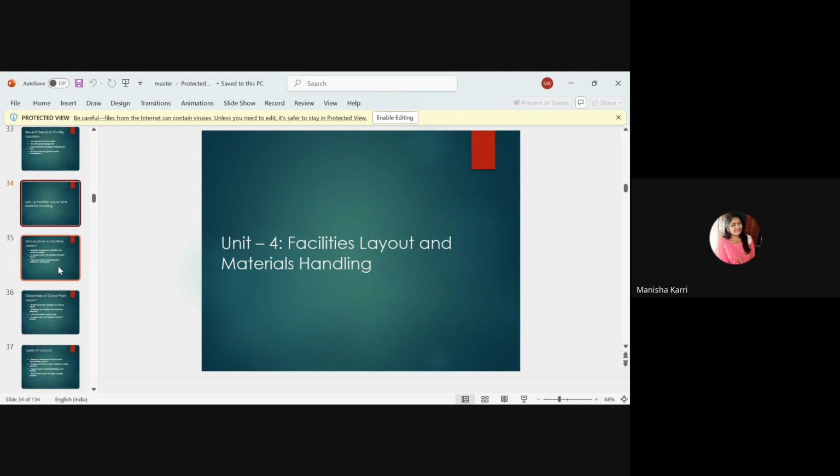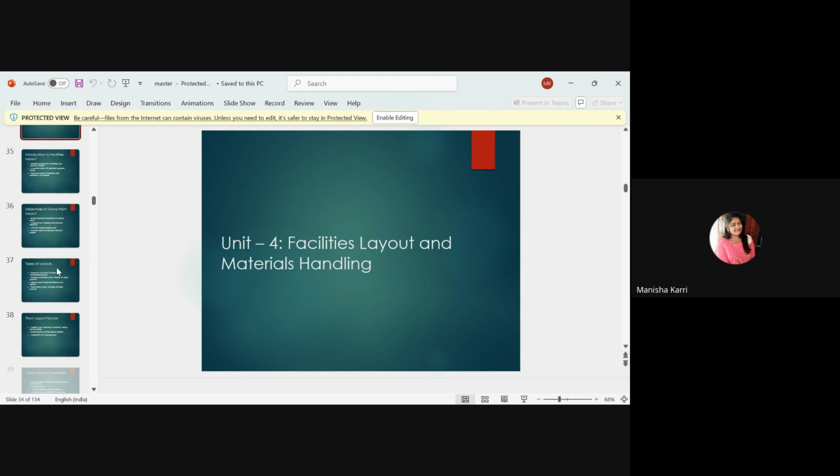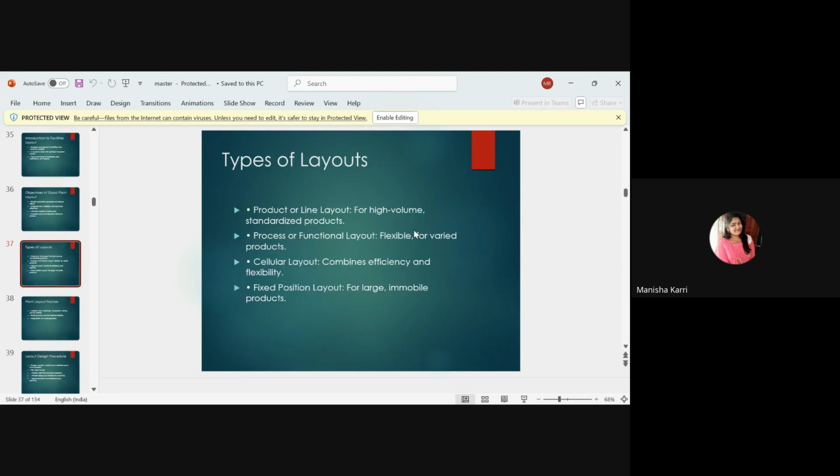How many types of layouts are there? The first type of layout is the product or line layout. Here, machines and equipment are set up in a line to make products that are the same or very similar. It is for very high volume and standardized products. For example, a car assembly line, where each car moves down a line and different parts are added step by step. It's a product or line layout.